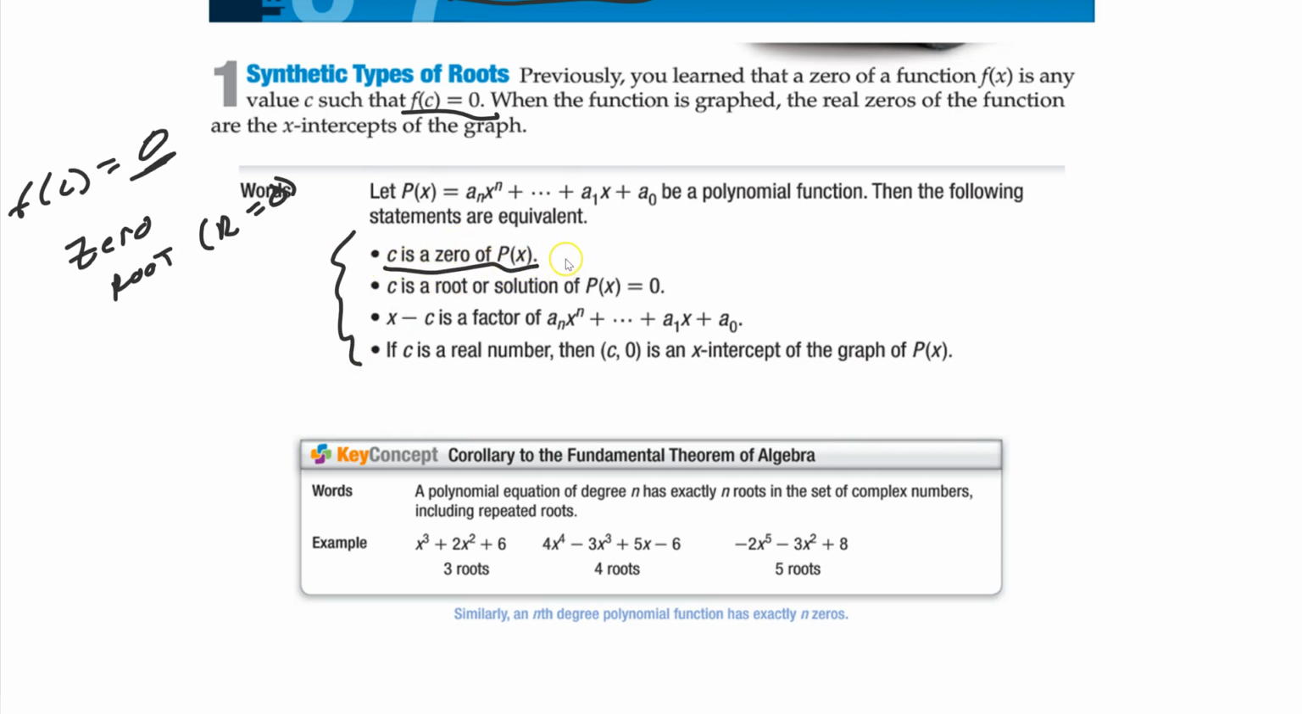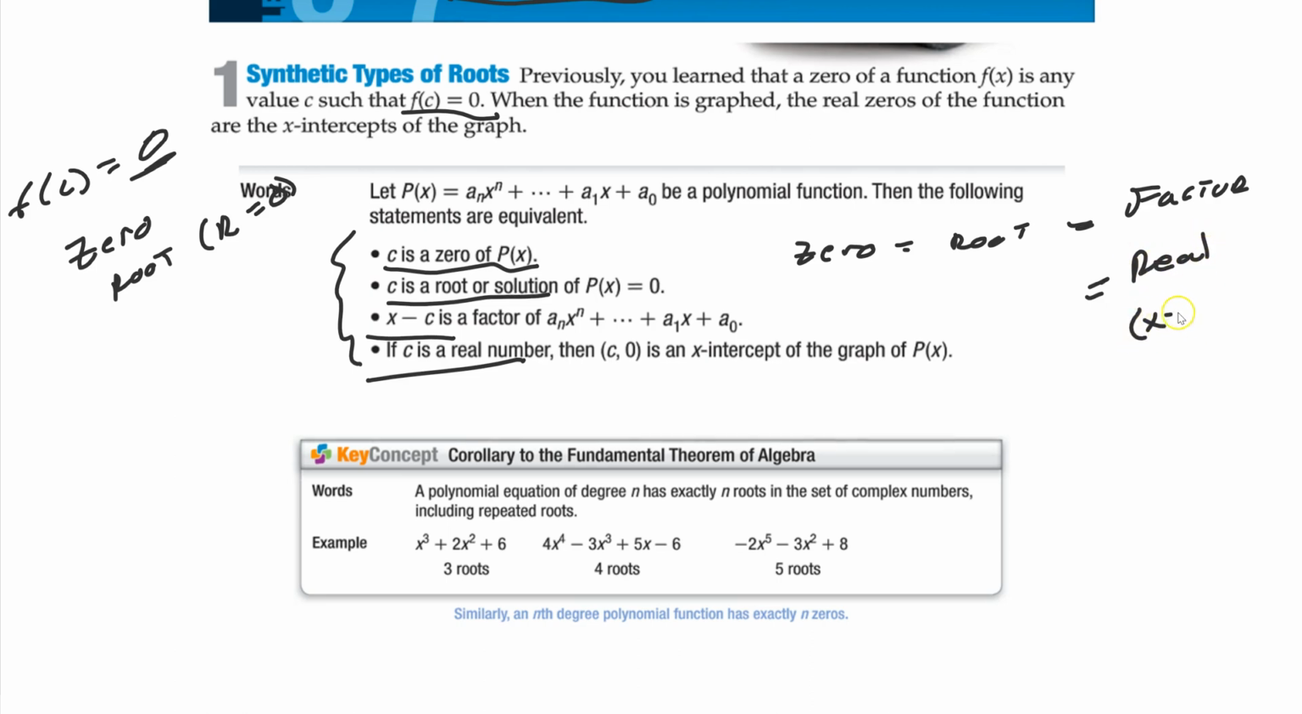A zero of p of x is the same thing as saying the root of a function. Because remember, if it's 0, that means the remainder is 0, it's a root. That's a factor. And if c is a real number, it's a real zero. If it's a real root, then it's also an x-intercept. So that's only if it's real, though. So those are all equivalent.